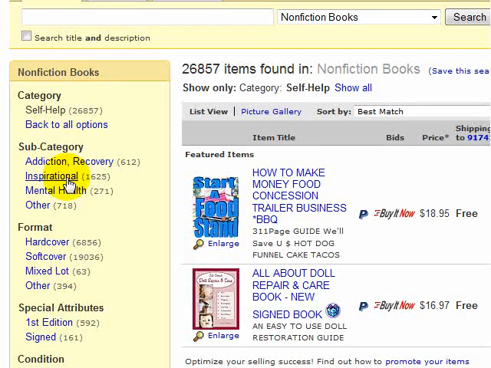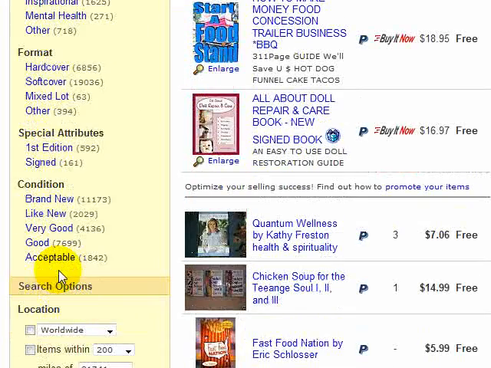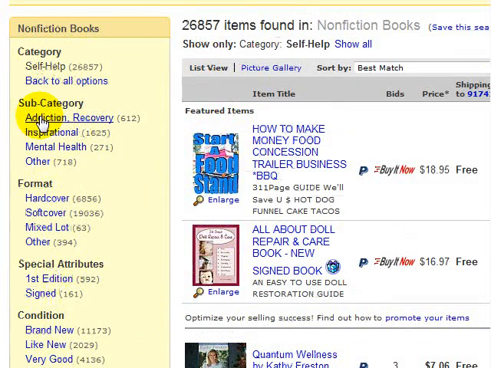There's addiction, there's inspirational, mental health, hardcover, softcover. These are less important. So these are the subcategories that are really selling well. Obviously, for self-help books, there's probably other categories out there that you're familiar with. But eBay considers these top three the most popular subcategories of the self-help book section. They're so popular that eBay actually created these subcategories on the website. If it's not a popular type of category, then eBay will not create it here as a subcategory.